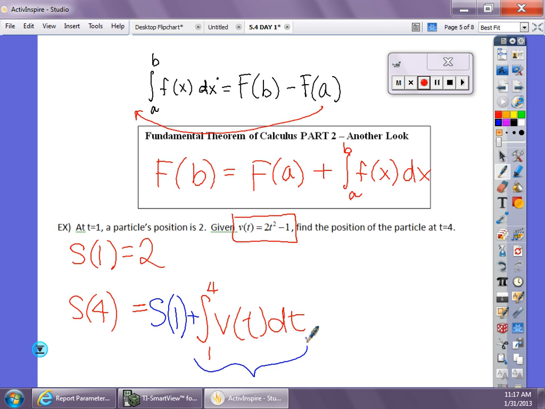Therefore, to solve the problem, let's come over here. Let's do the antiderivative of the velocity, which would be 2/3 t cubed minus t. We're going to be finding the antiderivative at 4. And we're going to be finding the antiderivative at 1. Try to remember what these values were. All right, so let's see. Was that correct? Yeah.